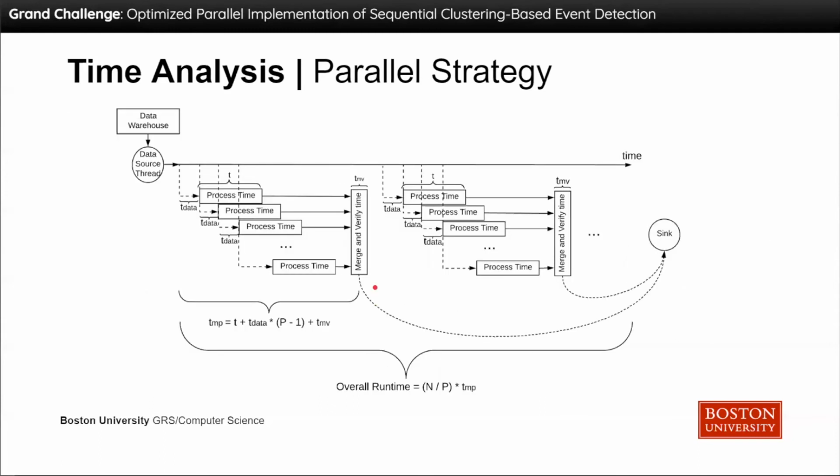But for the parallel strategy, we can process multiple features simultaneously. However, due to the single-thread data source, each thread needs to wait t_data time before starting to process, and needs t_mv time for merging and verifying in each parallel processing block. The overall runtime is n divided by p times t_pb, where p is the parallelism and t_pb is the time for each parallel processing block.